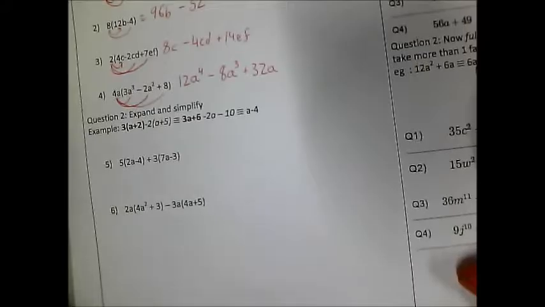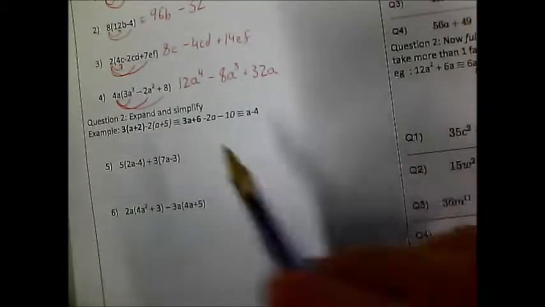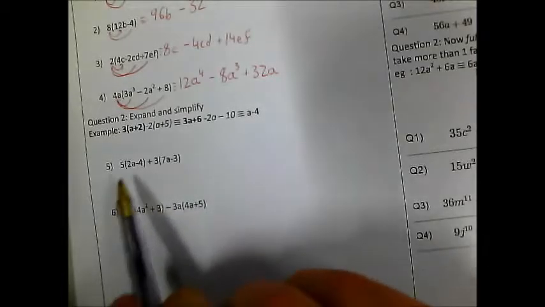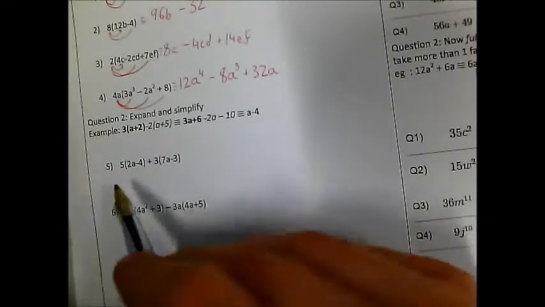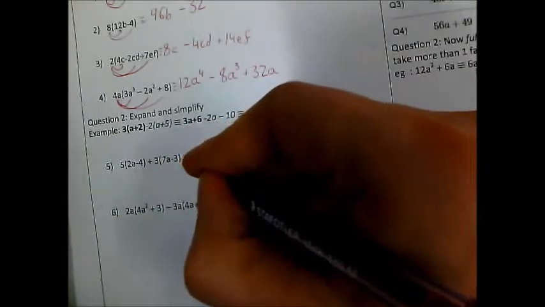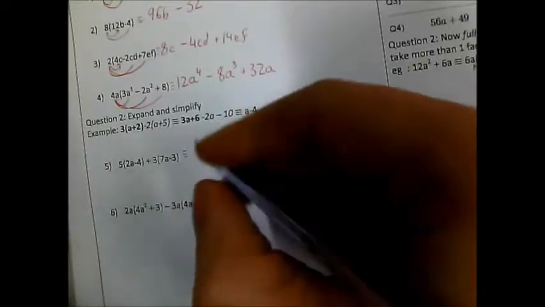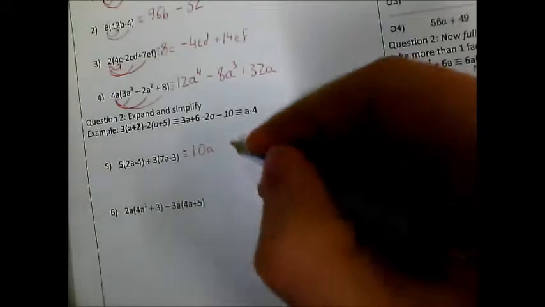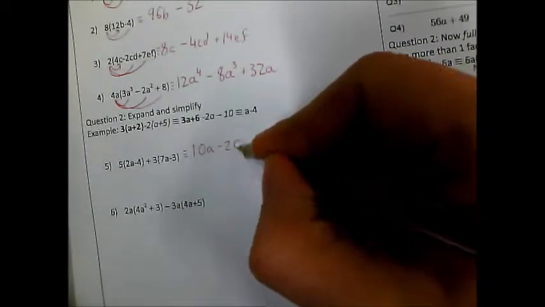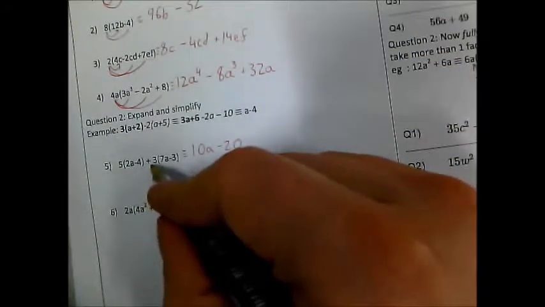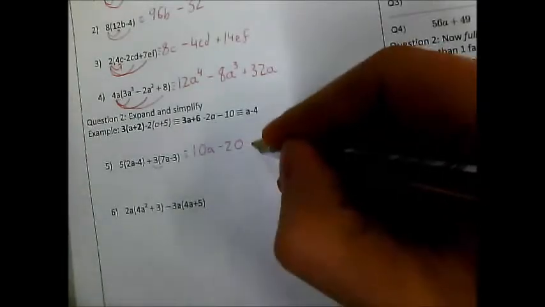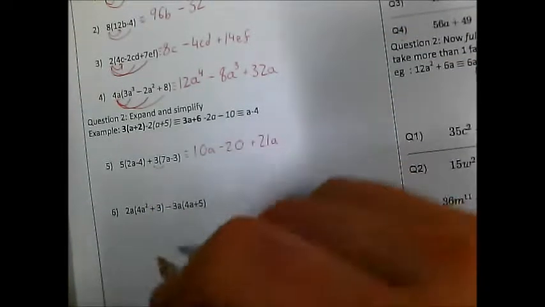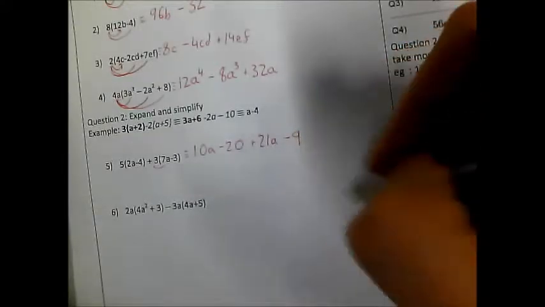For question 2, I need to expand and then simplify. So, I'm going to expand each bracket in turn. So, 5 lots of 2a is 10a. 5 lots of negative 4 is negative 20. Positive 3 lots of 7a is positive 21a. And 3 lots of negative 3 is negative 9.